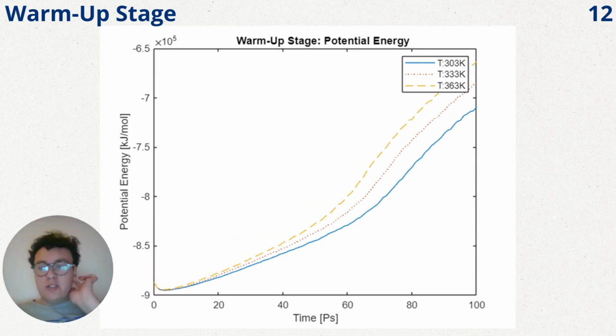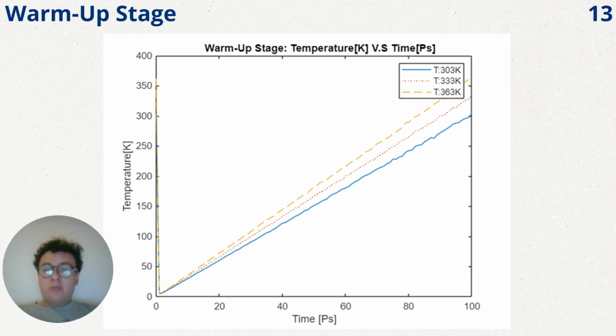The potential energy in this stage shows an initial constant growth for every different temperature, but as we reach a certain time, the tendency increases and gets a little bit more exponential. So there's more potential energy as time goes by. In this warm-up stage, the temperature through time keeps increasing constantly, and there are no variations.